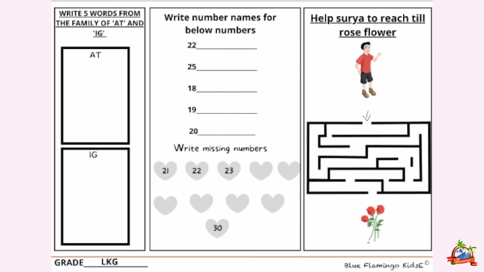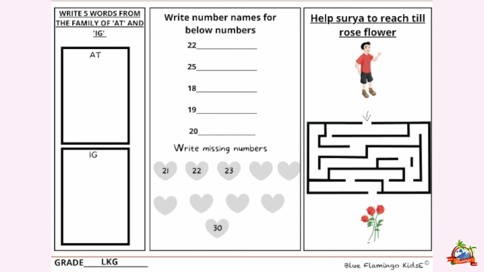Next is 25. T-W-E-N-T-Y, twenty, F-I-V-E five. Understood? In this way you will write all the number names for given numbers. Whatever numbers are given here, you have to write the number names. You will write the spellings of these number names.